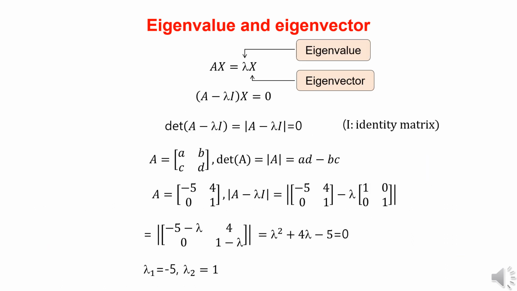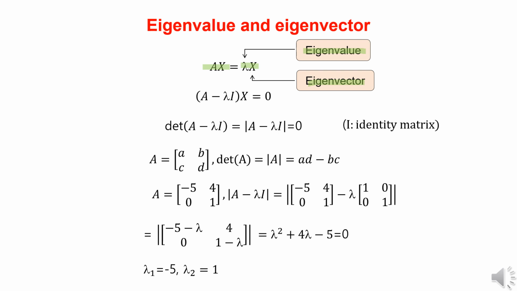Now let's take a look at how we can find eigenvalues and eigenvectors. As previously explained, when the result of multiplying matrix A by vector x is proportional to the original vector x, we label x as the eigenvector, and that proportionality constant as the eigenvalue.